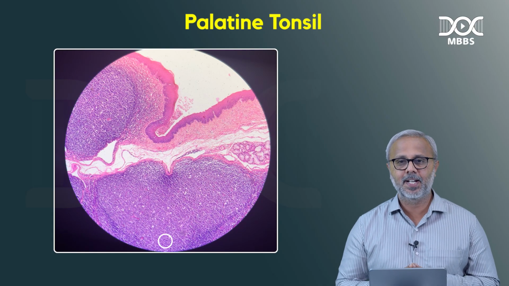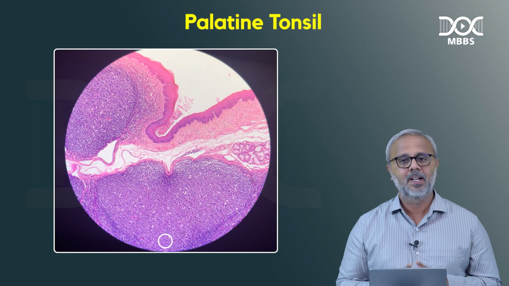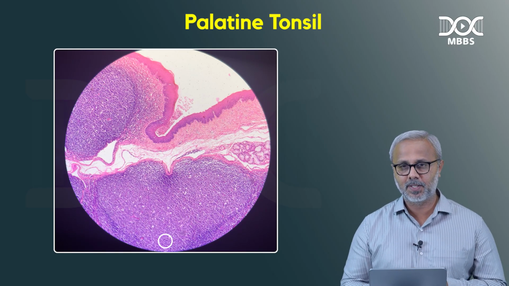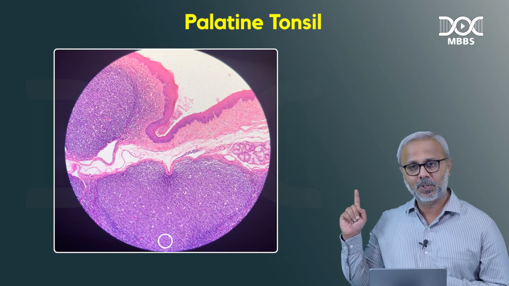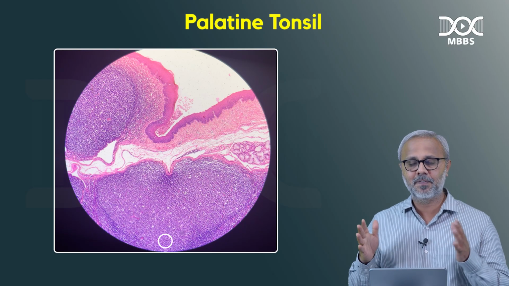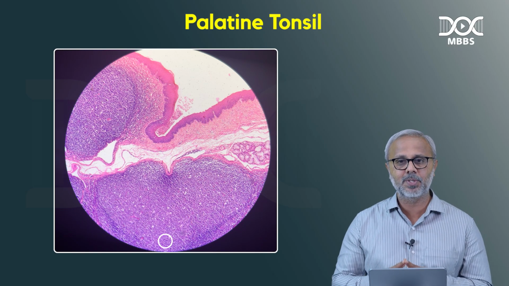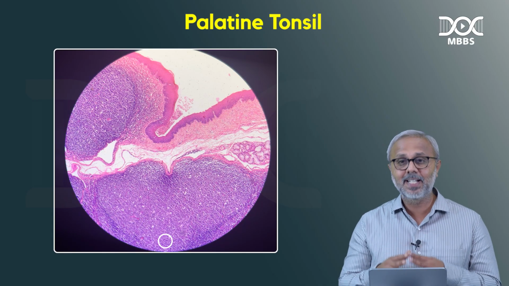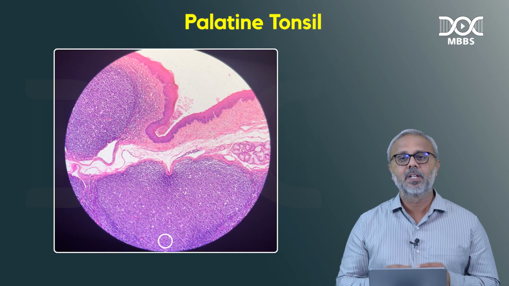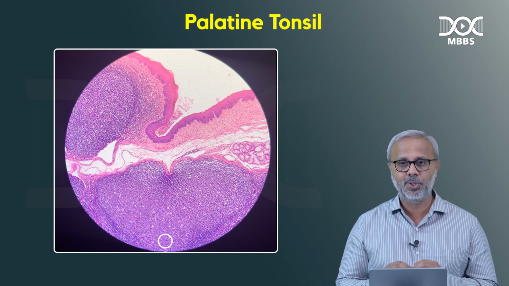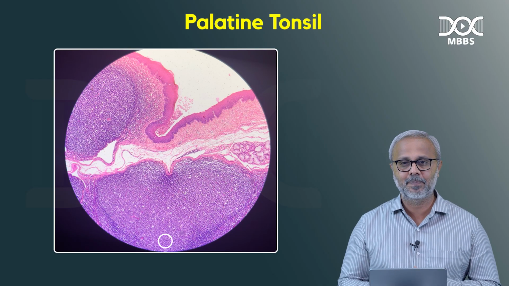Here is the slide of palatine tonsil. How do we say that this is palatine tonsil? The characteristic feature is presence of a tonsillar crypt which is flanked on either side by lymphatic nodules and mucous glands. The crypt itself being lined by stratified squamous non-keratinized epithelium. No other lymphoid tissue will actually look like this.